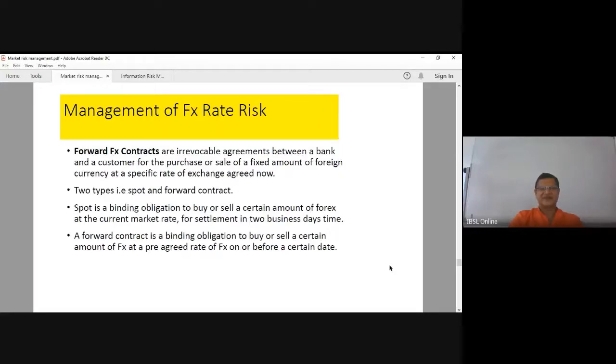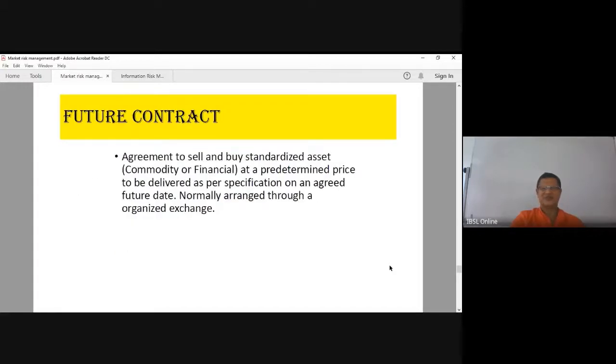Generally, forward rates are used for foreign exchange transactions. These are irrevocable agreements. As I told you, despite the rate changing at that particular time, the bank will have to apply it. I have given some notes on this. Now a futures contract is similar to a forward, an agreement for a transaction at a future date. What happened here is that the agreement was between the bank and the customer. It's a two-party agreement.